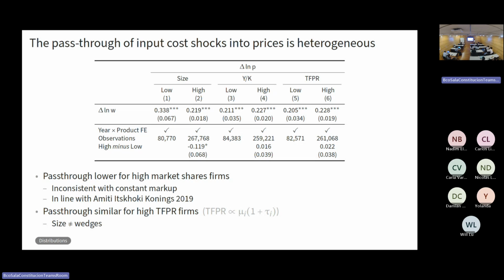So our size results are consistent with Amiti-Itskhoki-Konings, which again is the input that Baqaee, Farhi and Ghani are going to use in their paper. But the pass-through is statistically not different across firms with different TFPR, which combines not only heterogeneity in markups, but heterogeneity in ex-ante combined wedges. And the important thing, the qualitative message, is that you cannot use the proxy that differences in wedges are well approximated by differences in size in an economy in which you have two sources of distortion.